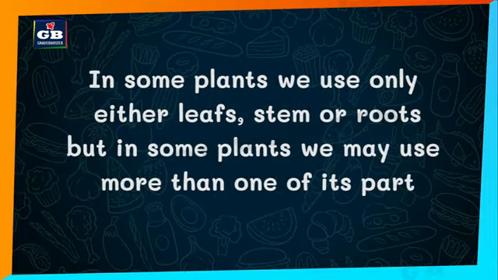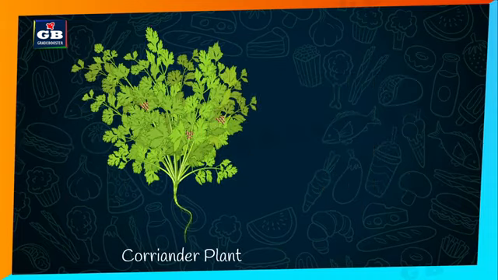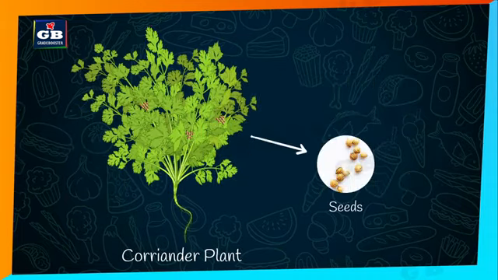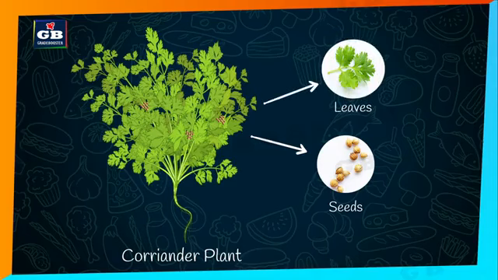In some plants, we use only either leaves or stem or roots. But in some plants, we may use more than one of its parts. For example, coriander seeds we use to make dhania powder, and the coriander leaves are also used in the curries.